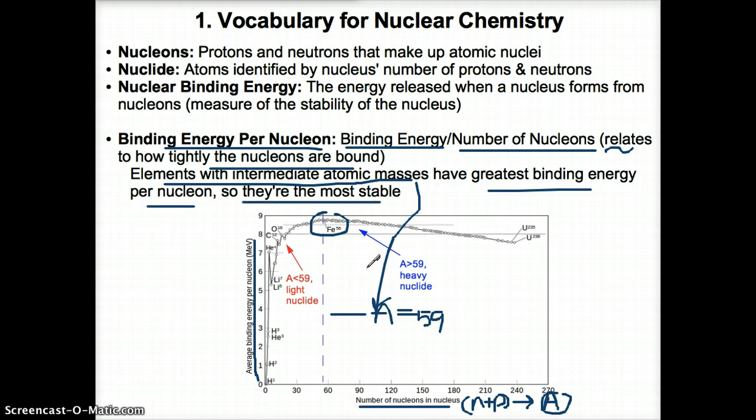On the other hand, nuclides with atomic masses or mass numbers of greater than 59 are not as stable as these in the middle, because these are too heavy. And nuclides with mass numbers of less than 59 are not as stable either as these in the middle, because they are light nuclides, which are too light to be stable. All right, so just make sure you note that.